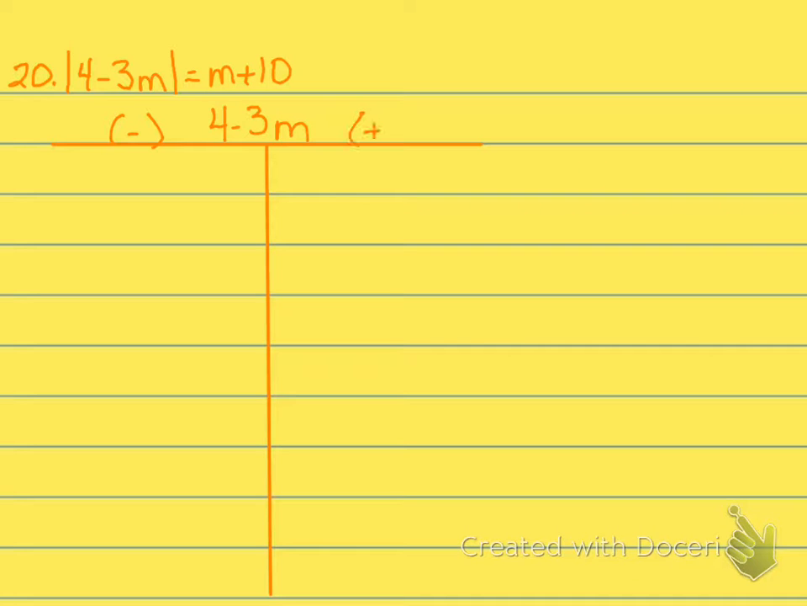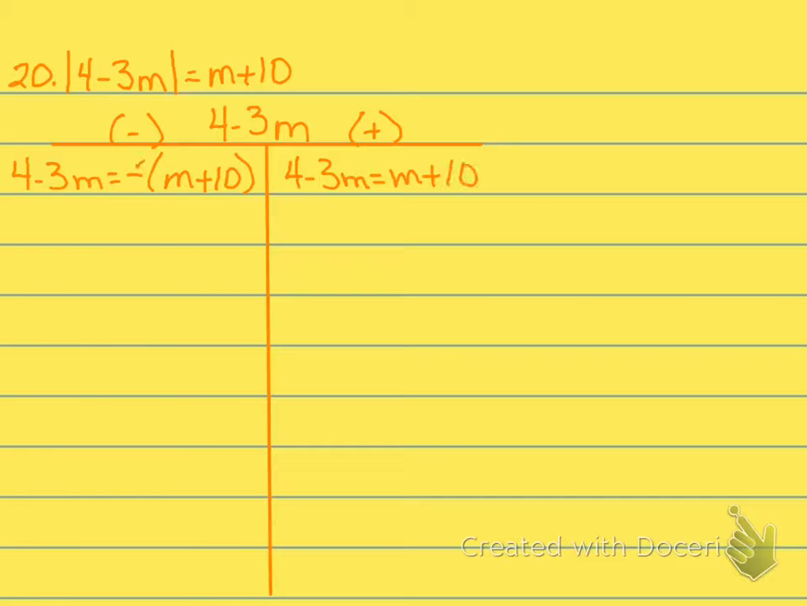Alright, 2 more here. Number 20, we're just going to solve these and then graph the solutions. We're not checking for extraneous solutions here, even though there are variables on both sides. We're just going to plug them in, get what are possible solutions, and graph them.